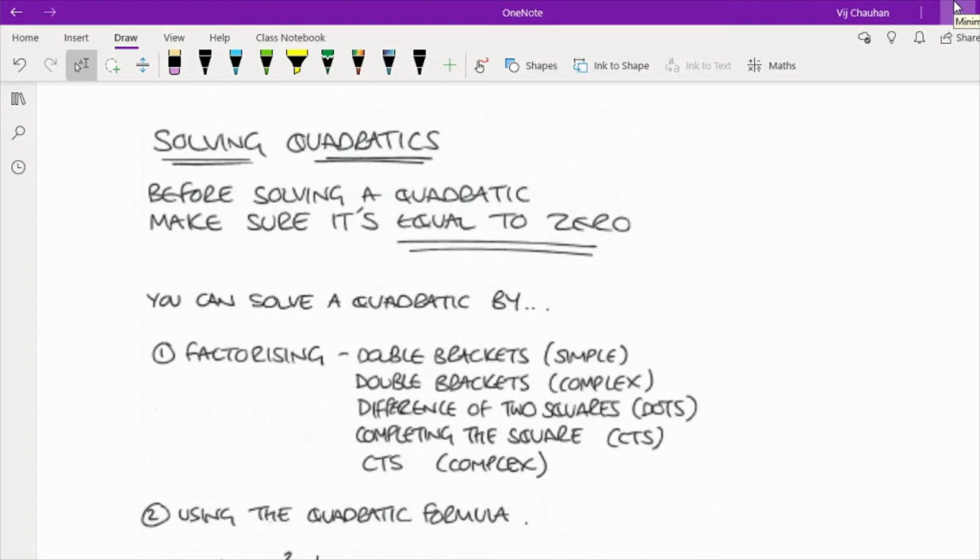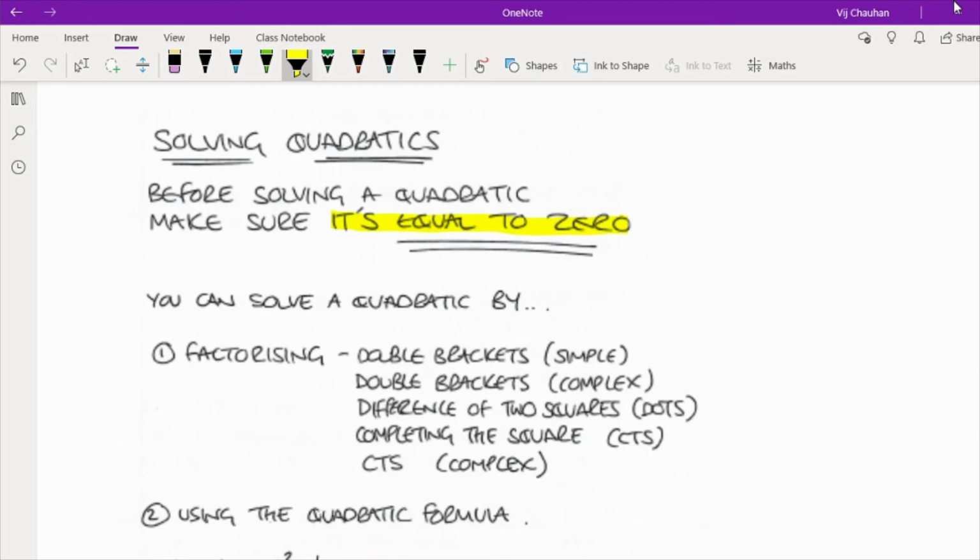So what I'm going to go over now is how we go about solving quadratics, and a bit of a refresh based on what you would have done at GCSE level. So before solving a quadratic, the most important rule that you need to remember is that you've got to make sure that it is equal to 0 first. Now at GCSE level you probably would have got a mark for rearranging it to make it equal to 0 if it wasn't already, but at A level you're going to be expected to do this with very little reward.